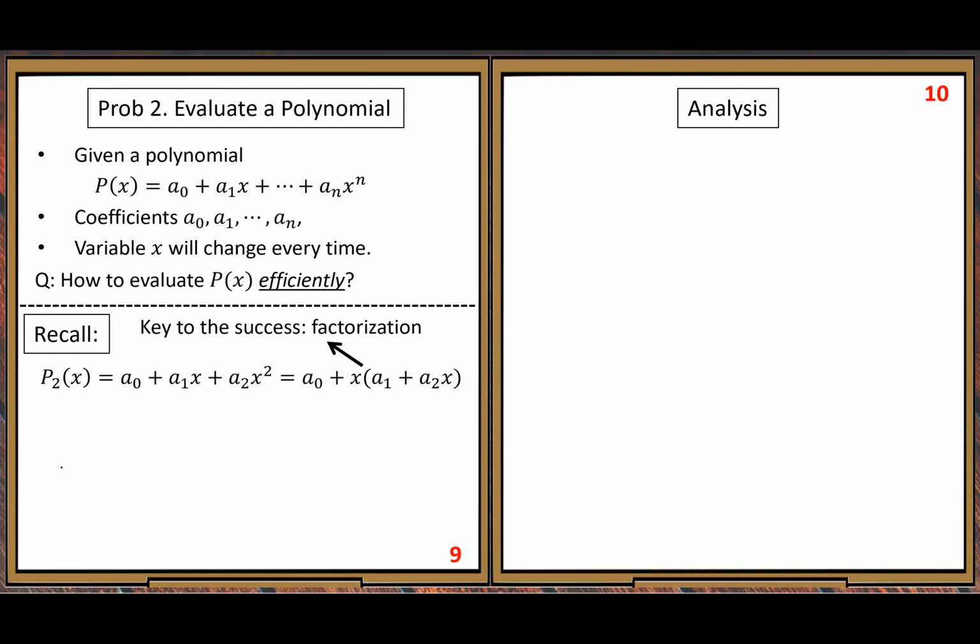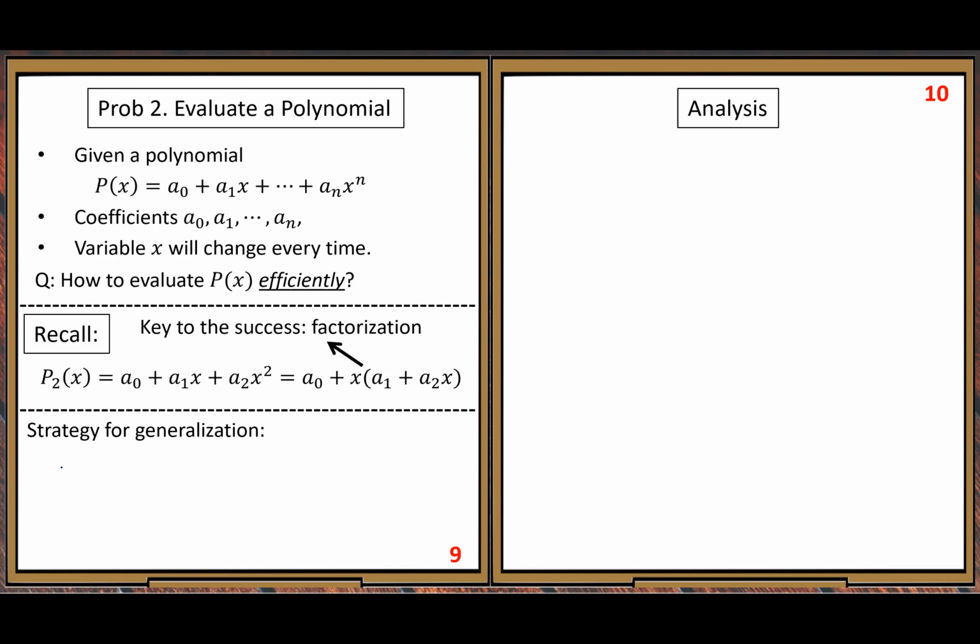Here, the key to the success is factorization. We should push very hard when we apply the factorization technique, as hard as we can. In other words, we should use factorization as much as we can. It's scary, but the reward for the effort is big.